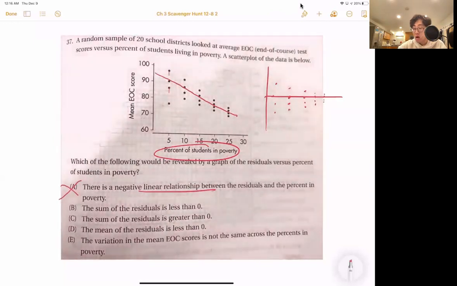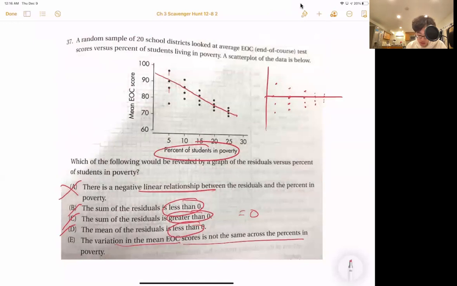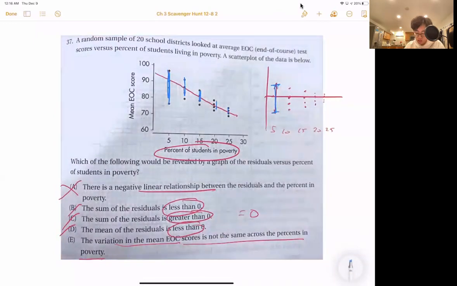The next one is that the sum of the residuals is less. No, the sum of the residuals is always equal to 0. The variation in the mean EOC scores is not the same across the percent of students in poverty: 5, 10, 15, 20, 25. The variation is these points. The variation in the beginning is very, very big, as you can see, and then it slowly gets much more compact to the line. So it's not the same across the percent. So it should be E for this one. The variation, the spread, gets smaller vertically.